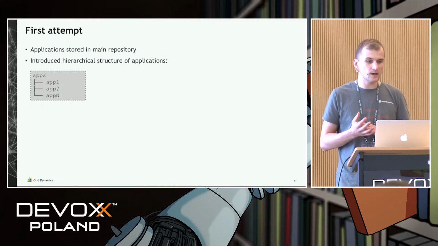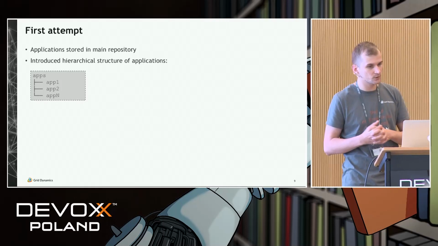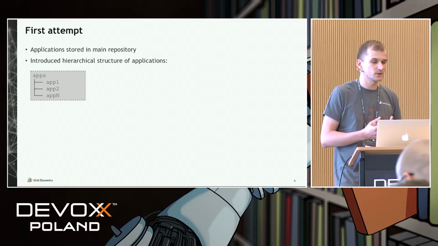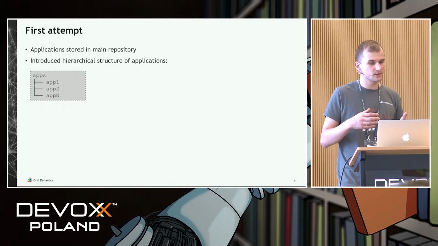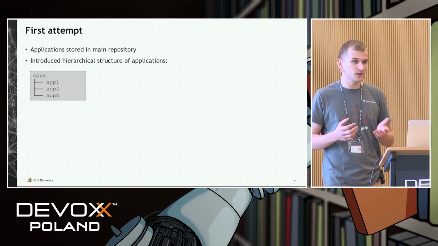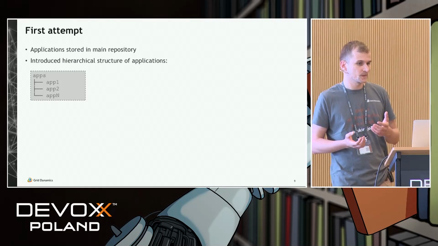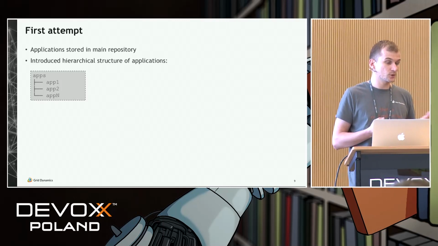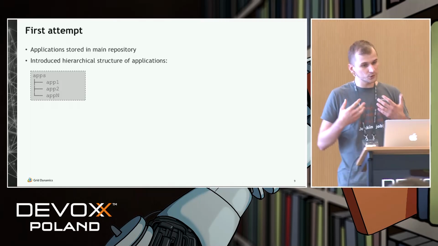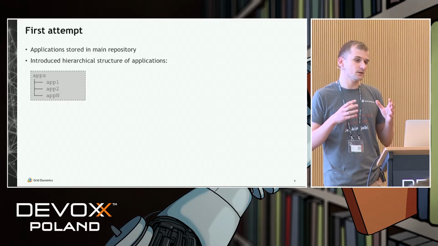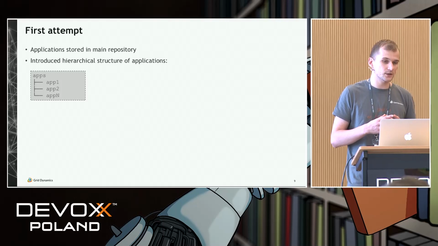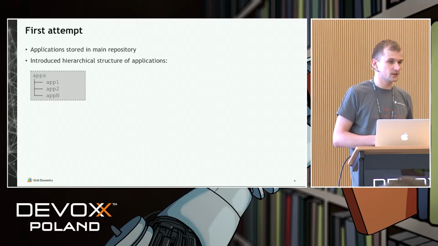So we decided that the application will be stored in the main repository to make use of these reusable blocks for the other teams. Because if every app team had a different repository, then this code duplication would be much bigger. And because of one of the requirements from the client, we introduced the hierarchical structure of the application also to make it more clean. We created the apps directory where there were the application directories where Terraform files resided.